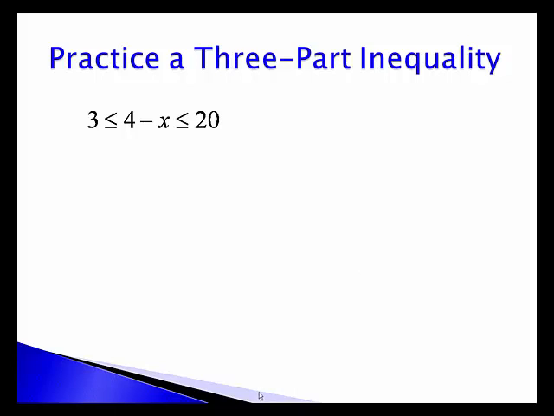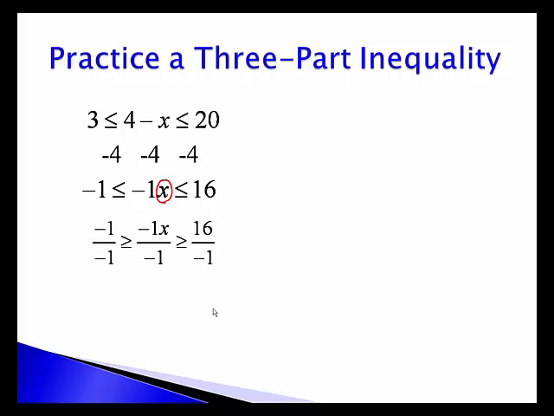We would first want to subtract 4 from all three pieces. That would give me a -1 is less than or equal to a negative x, or I wrote it here as a -1x because that will help us when we get to the next step, which is less than or equal to 16. Next, I want to divide all of these pieces by -1 so that I will end up with this x right here all by itself. So let's divide all three pieces by a -1.